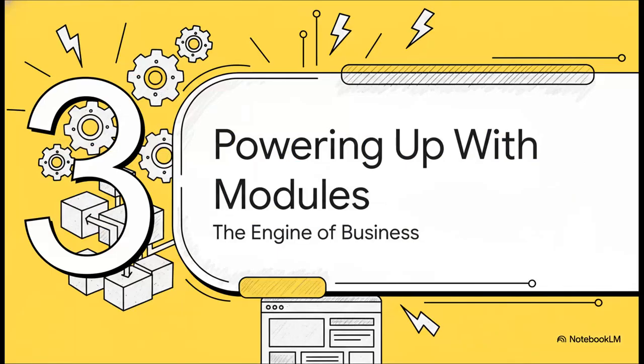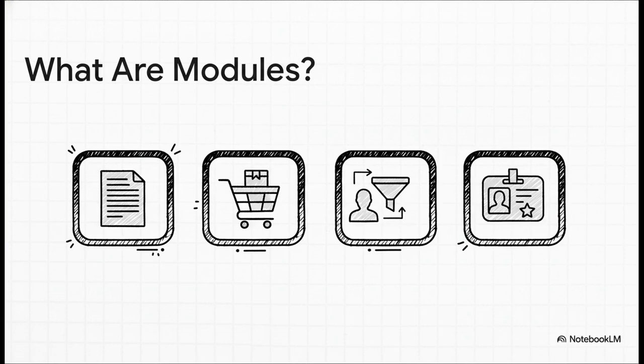Okay, let's zoom in on those modules for a minute, because they are absolutely the heart of this whole business OS idea. They really are the engine that makes everything run. So what are they, really? Well, modules are basically pre-built apps for specific business functions. For example, you've got a blog module that handles your posts and SEO, you have an e-commerce module that takes care of products and checkouts, and a CRM that manages your entire customer pipeline. They're like ready-to-go business tools.